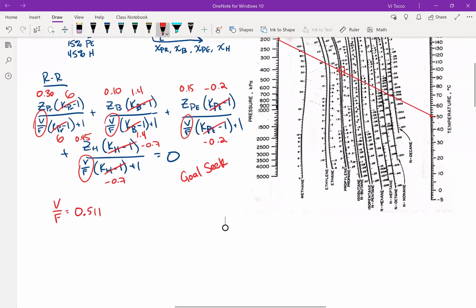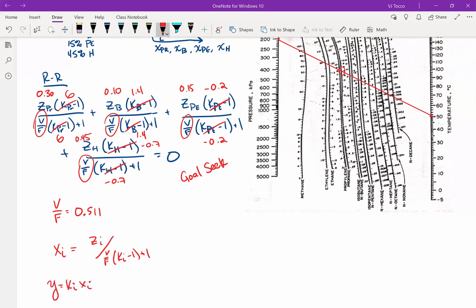So I can write formulas now. I derived this expression for X of I in the last video. Xi is equal to Zi divided by V over F times Ki minus 1 plus 1. So for each one of the components, you can then calculate what that X is and then simply multiply it by K in order to get your Y. So Y is equal to Ki times Xi.